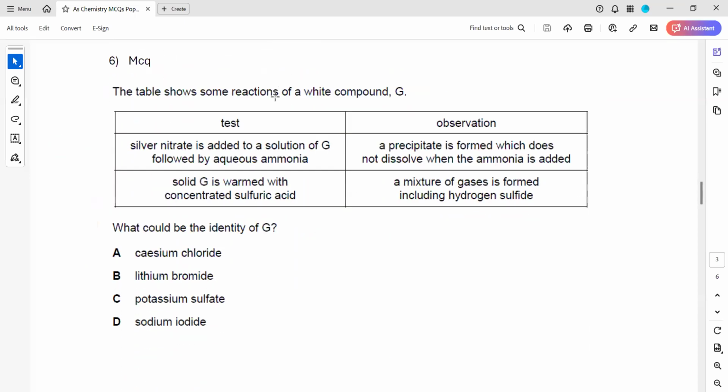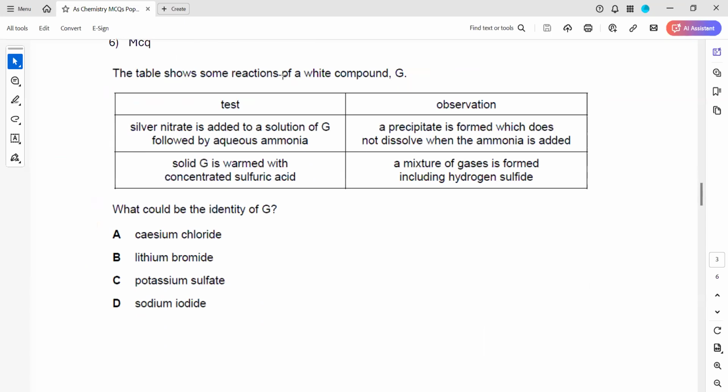In question 6, the table shows some reactions of a white compound G. When we add silver nitrate to G followed by aqueous ammonia, a white precipitate is formed which does not dissolve. If a white precipitate forms and does not dissolve, remember the colors of the precipitates: chloride is white, bromide is cream, and iodide is yellow.